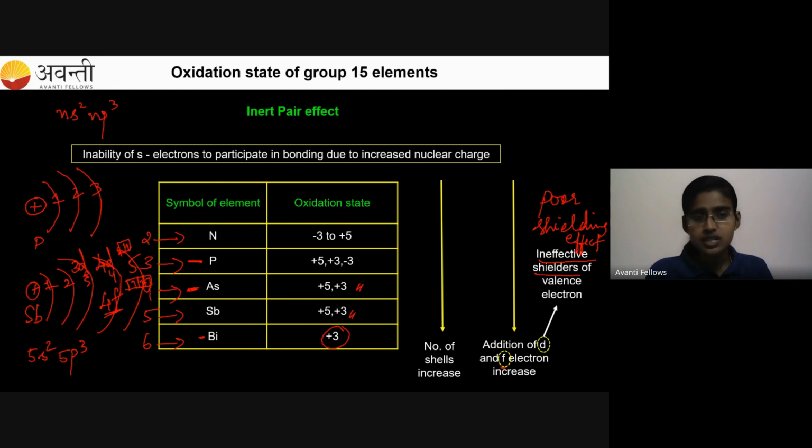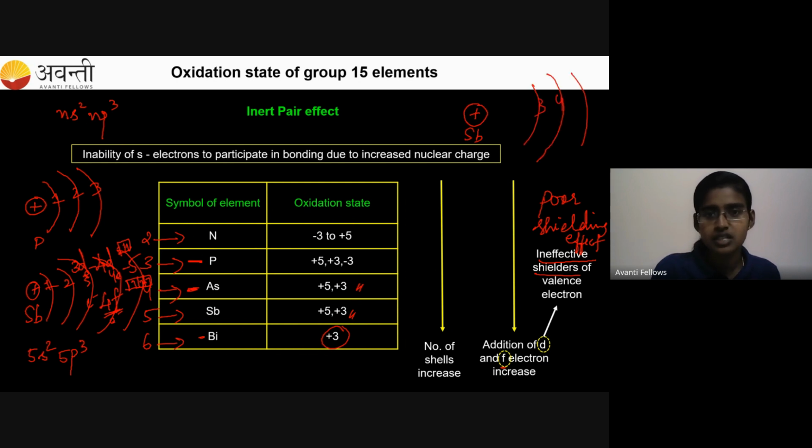So those d electrons and f electrons present in those shells will not shield the outermost electron properly. I'll show you more clearly. Here is our 4th shell. This is the 3rd shell. This is the 5th shell.